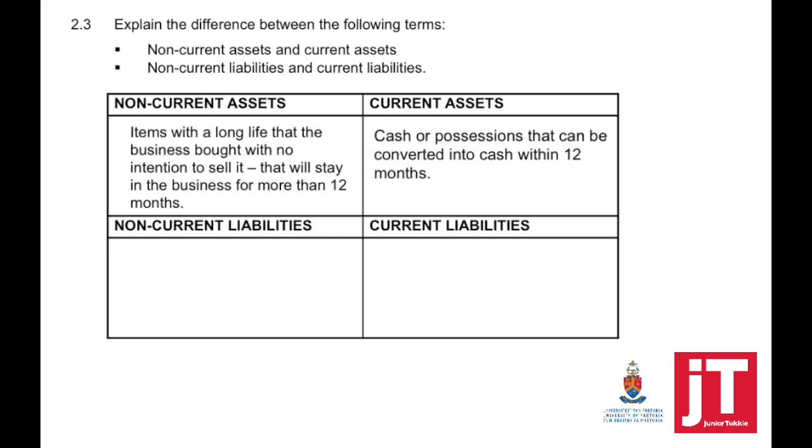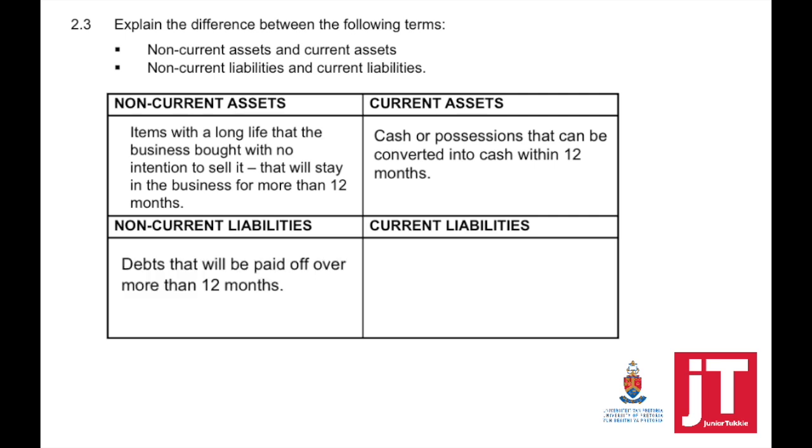But when we're talking about current assets, it's cash or possessions that can be converted into cash within 12 months. Those are things like our trading stock. Trading stock is a current asset, and we're going to sell that asset, not over 12 months, longer than 12 months, but less than 12 months.